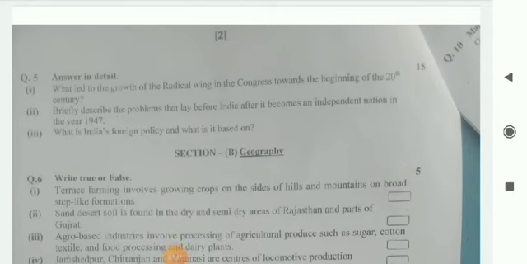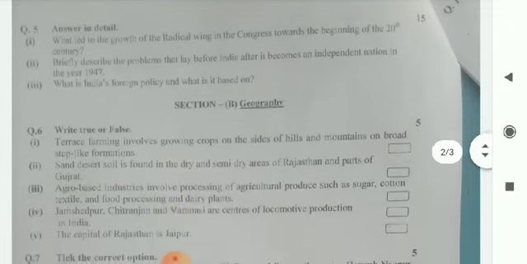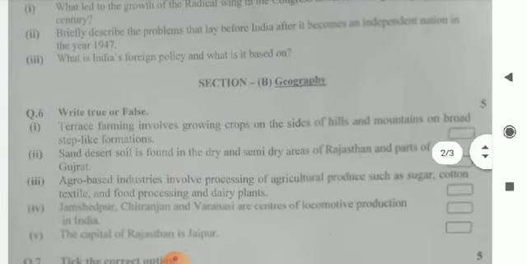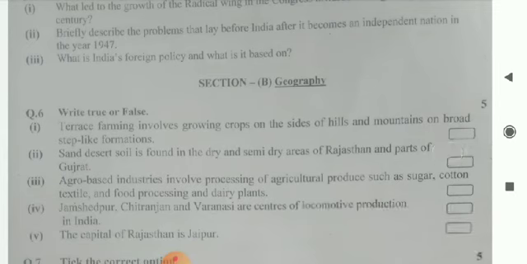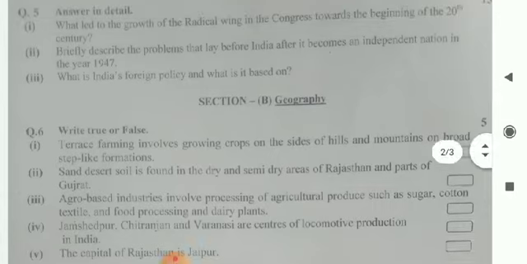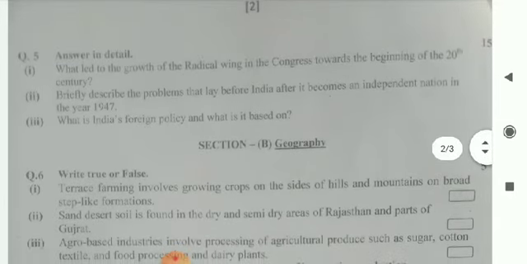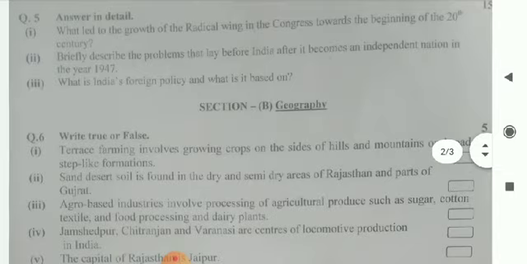What led to the growth of the radical wing in the Congress towards the beginning of the 20th century? Briefly describe the problems that lay before India after it became an independent nation in the year 1947. What is India's foreign policy and what is it based on? These questions will contain 15 marks. One question will contain 5 marks, and 3 questions are there, 5 into 3.